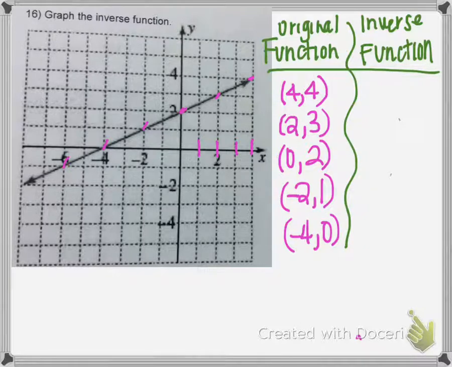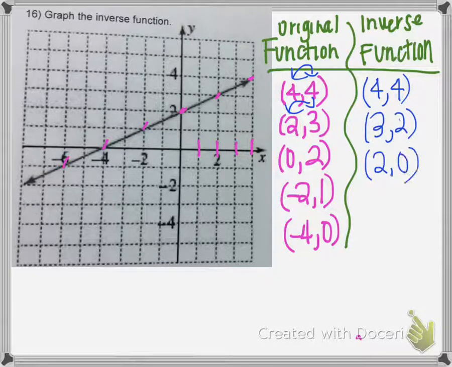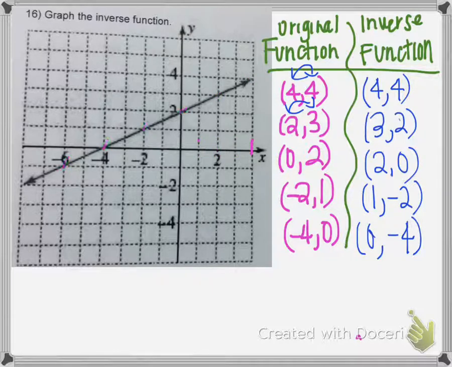So that means that for the inverse function, we're going to switch the values. So that one stays the same. 3, 2, 2, 0, 1, negative 2, and 0, negative 4. And then we're going to graph those points there. So first one is 4, 4, which is right there. And then 3, 2, 2, 0, 1, negative 2, and 0, negative 4.